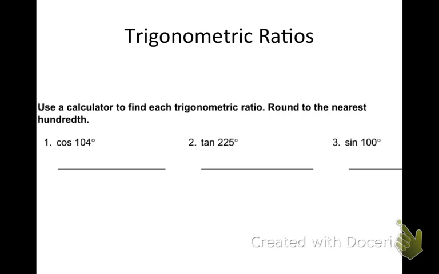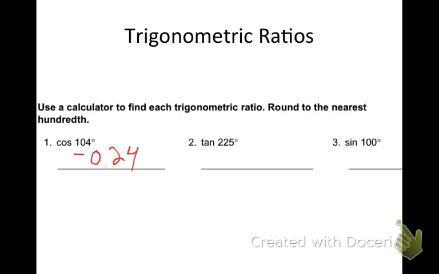What do you get for number 1, Drew? Negative 0.24. Negative 0.24. Thank you. Number 2, tangent of 225.